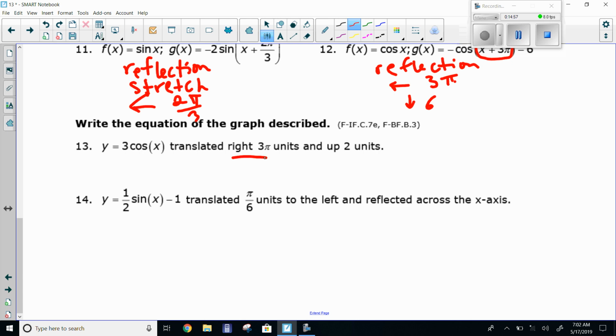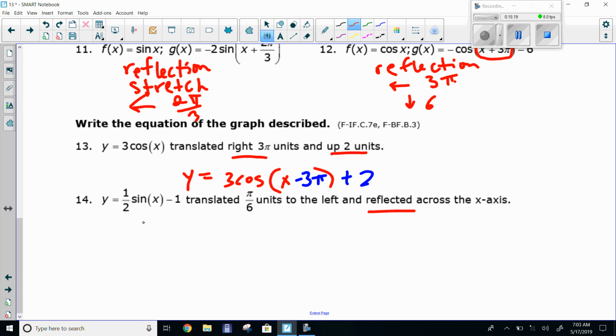We want it to go right 3 pi and up 2. So the new equation would say 3 cosine x. So if I wanted to go right 3 pi, I would actually put minus 3 pi. If I wanted to go up 2, I just put plus 2 at the end. Pretty easy.